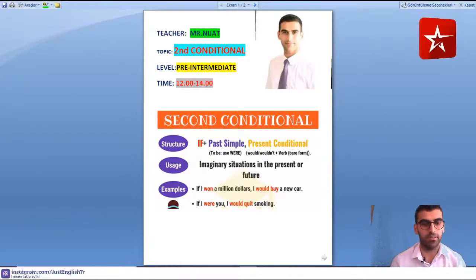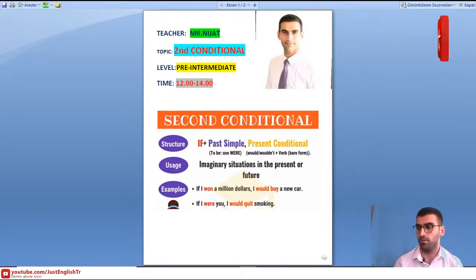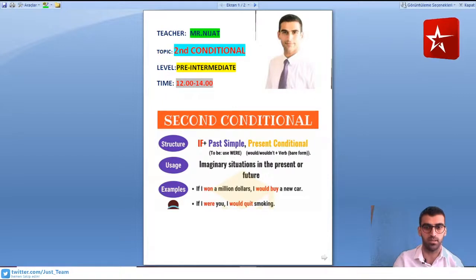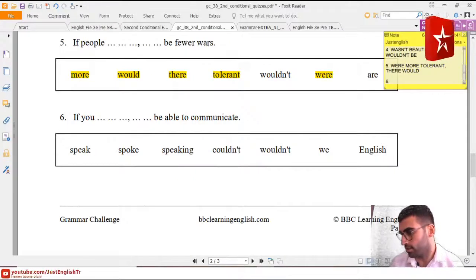Hello again, guys. Welcome to the second part of today's lesson. I'm here again. In today's lesson, we will be talking about the second conditional sentences for pre-intermediate level students. I am Nijat, and I will be here for 1 hour. It is the second part of today's lesson, and we have been talking about the second conditionals. How can we make the second conditional sentences?